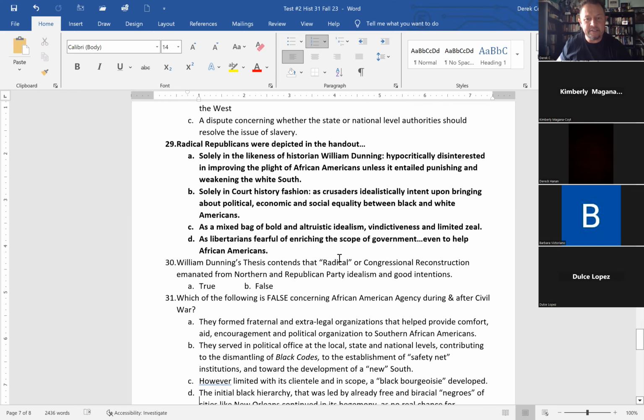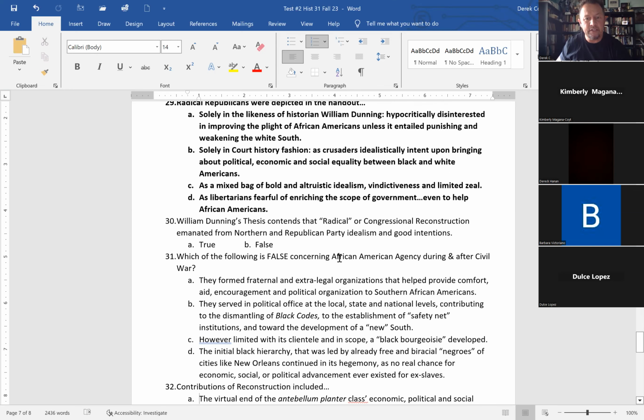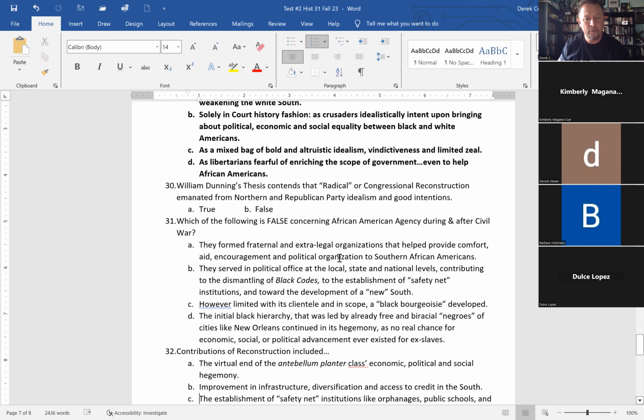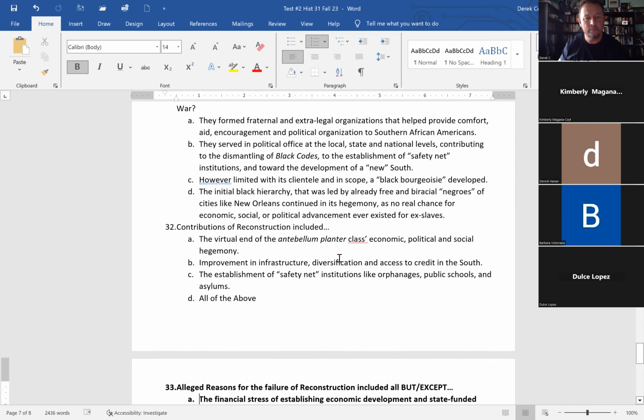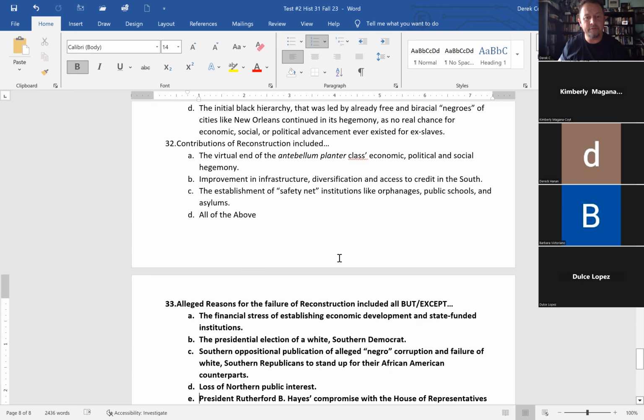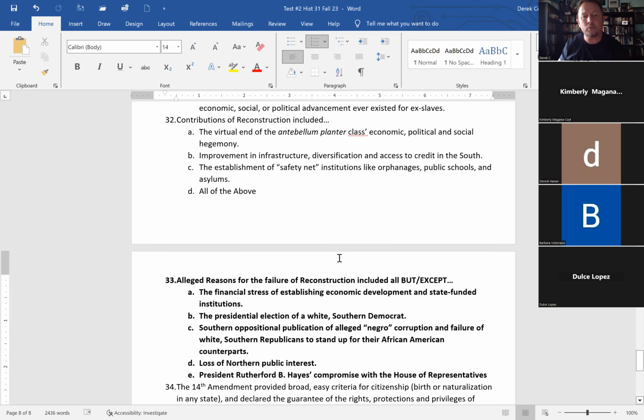So Dunning's thesis, African American agency, is found in Reconstruction, one of the two. Contributions to Reconstruction is found in 1 and 2 on Reconstruction. Well, if they're combined with Civil War, I guess they would be 3 and 4 on yours. Alleged reasons for the failure of Reconstruction.